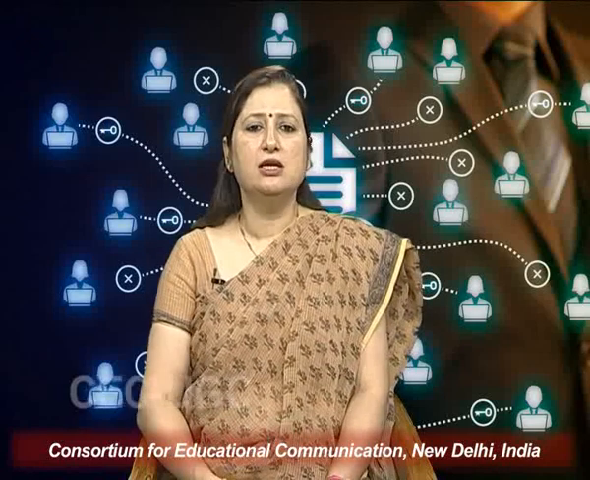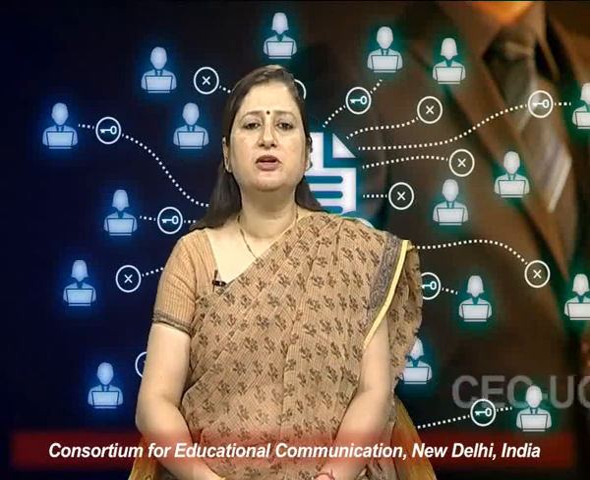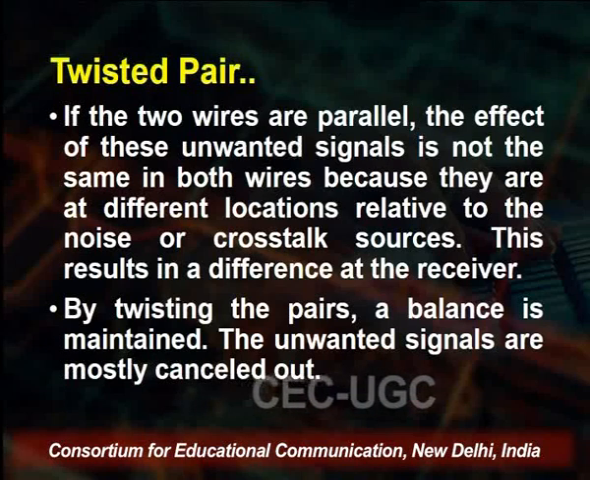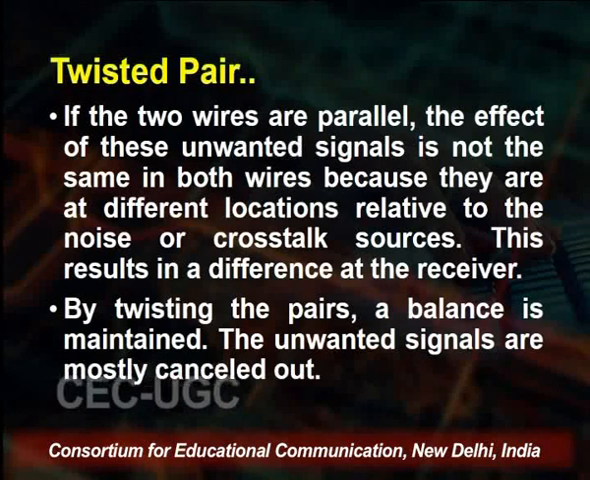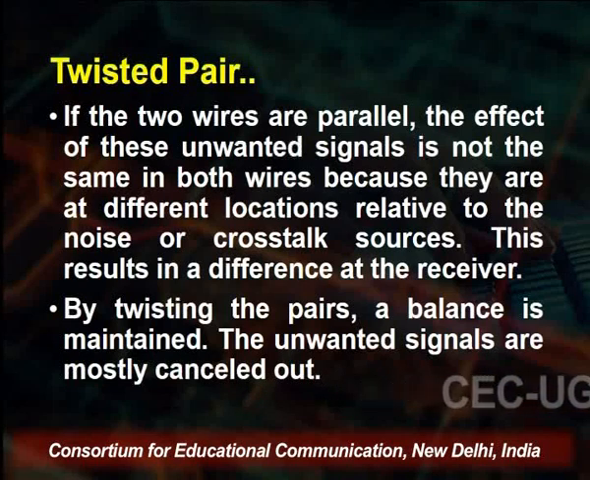There is a specific reason why the wires have to be twisted along their lengths. Why should they not simply be parallel to each other? What is the reason for coiling them? If the two wires are parallel, the effect of the unwanted signal, that is the crosstalk, is not the same on both wires, because at different locations the noise or crosstalk will vary. Therefore, there will be a difference in the result the receiver is getting.